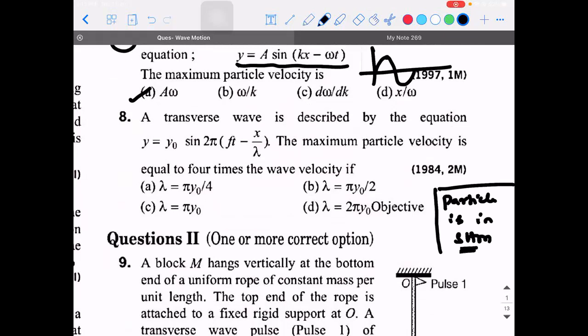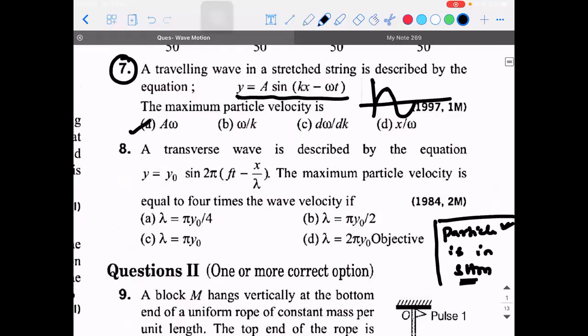So again, I'm stressing on the pointer. A wave consists of a particle and energy transmission. The particle is oscillating. When I say the particle is oscillating, the particle is in SHM. So since they ask the maximum velocity of the particle, and since the particle is in SHM, whatever is going to be the value of maximum velocity in the case of SHM, that's the answer. So mostly the mistake you will make is you'll write it as omega by k. It is A omega. Is everyone able to understand this?